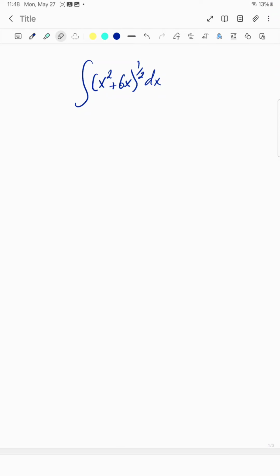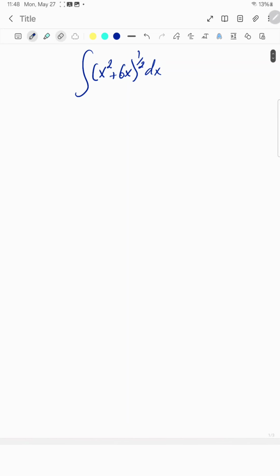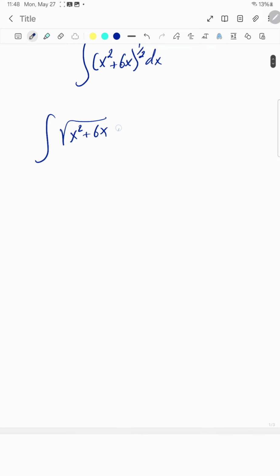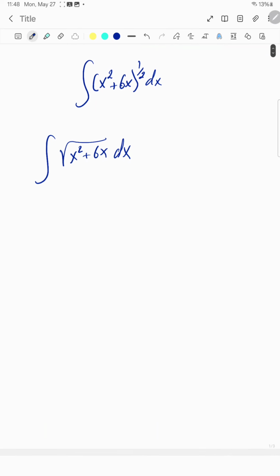In this video, we'll solve that integral. And if I look at my integral, I can write it in a better way, which is the integral of square root of x squared plus 6x. Instead of putting the power 1/2, I can substitute it by the square root.